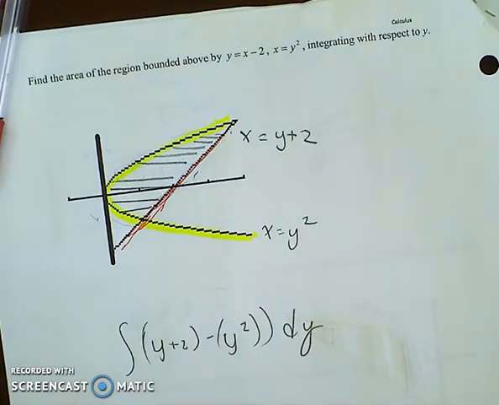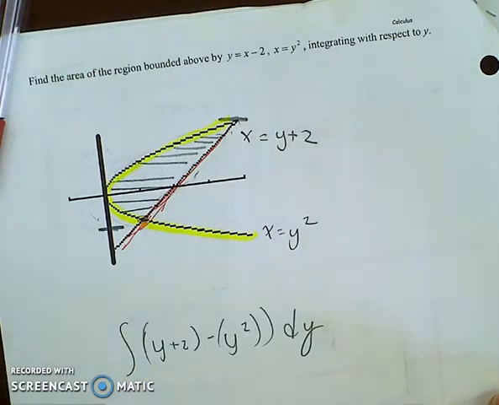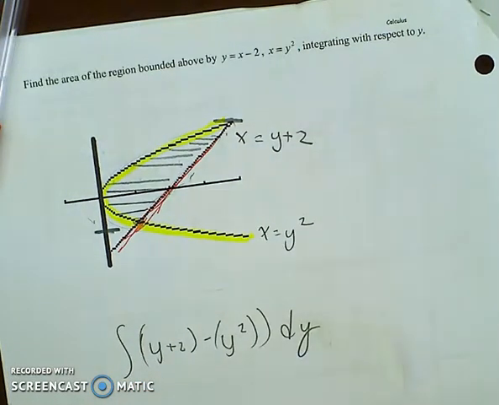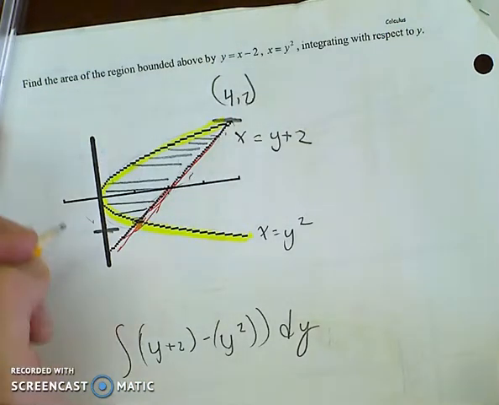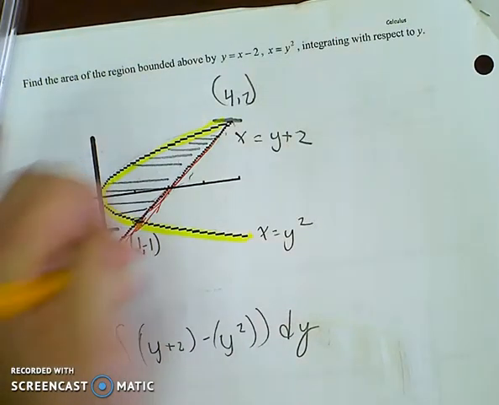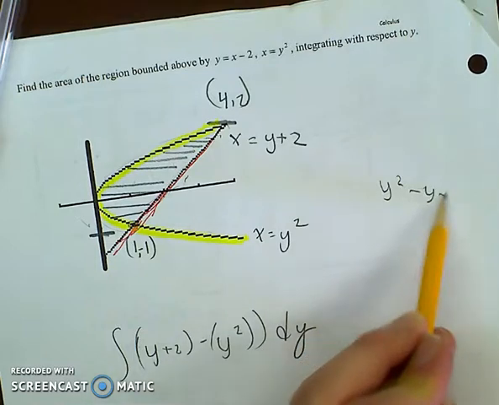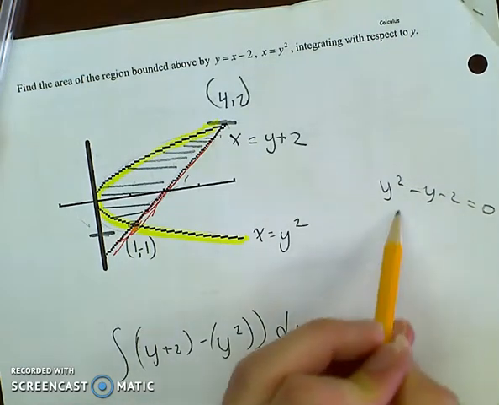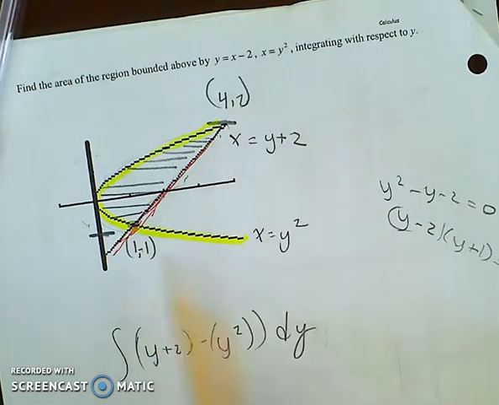And the key is that we need to figure out what is that point and what is that point for y. So if we solve them, you are going to get 4, 2 and 1, negative 1. And if you need to know how to do that, we just set these equal to each other. Y squared minus y minus 2 equals 0. And so you get y minus 2, y plus 1. And there's where you get your 2 and your negative 1.